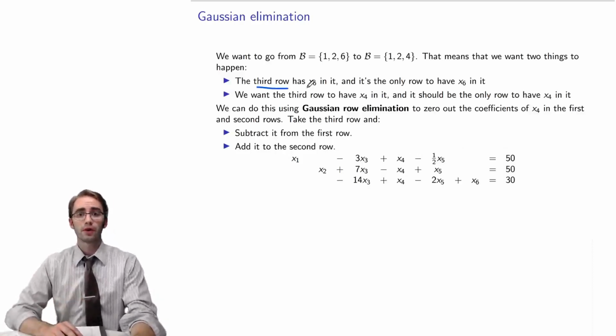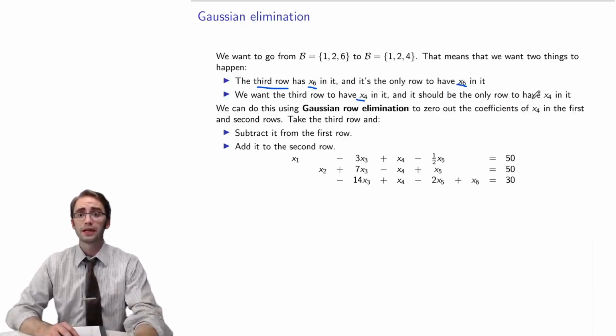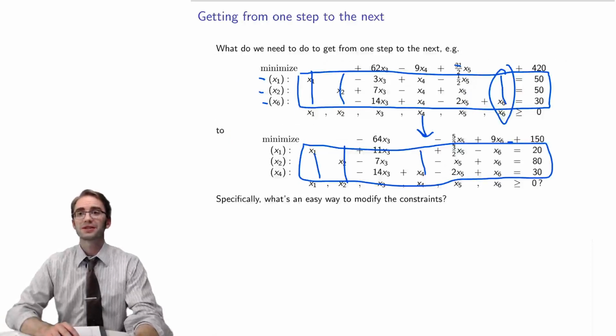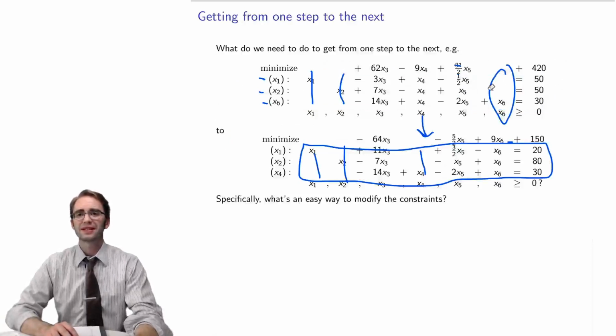The third row had an x6 in it, and it was the only row that had an x6 in it. And we want to change that to then having an x4 in it and being the only place that has an x4 in it, right? So once again, let me erase this just to emphasize that.